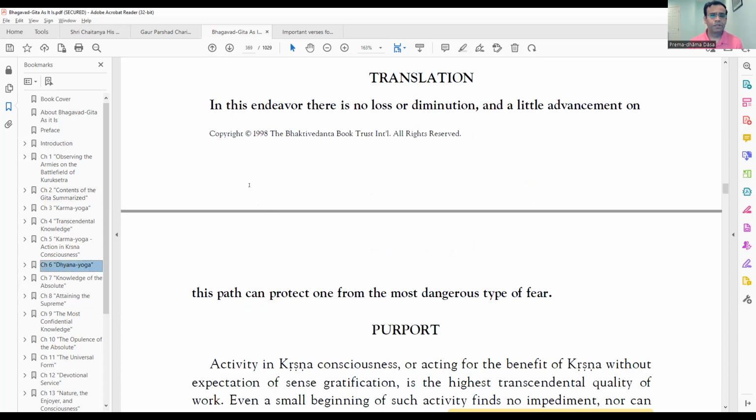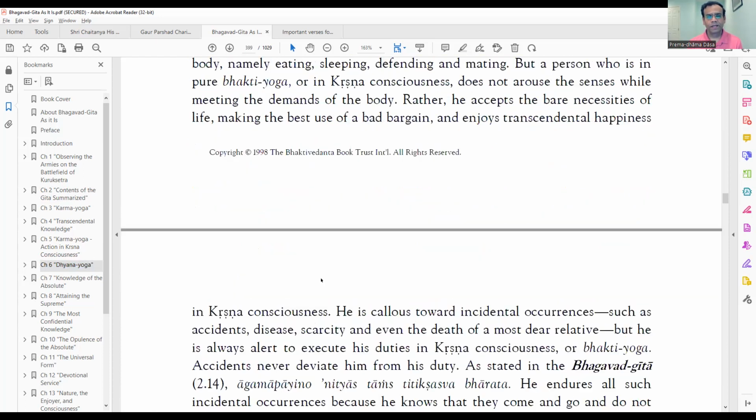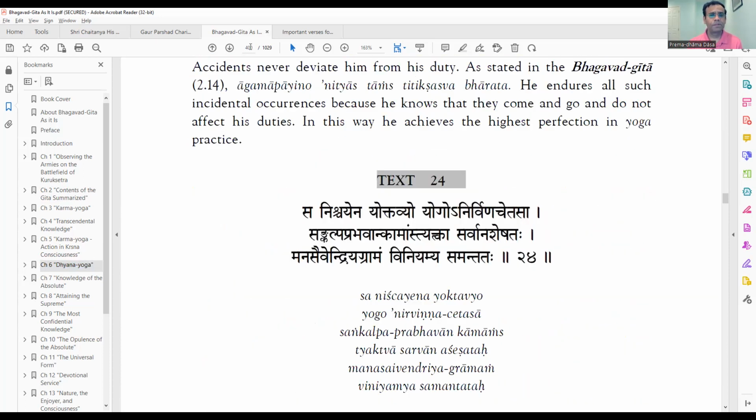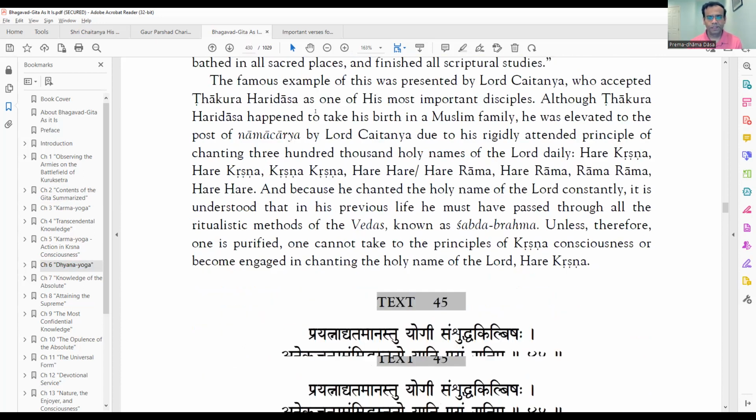And then I'll give you a precursor that comes in the 6th chapter also, towards the end of the 6th chapter, where Arjuna asked a similar question: what happens to somebody who starts this practice but can't complete it in this life? Krishna answers that. Let me come to that verse.